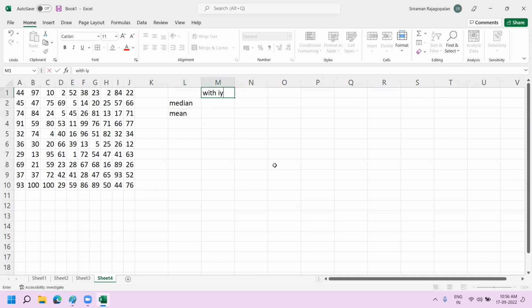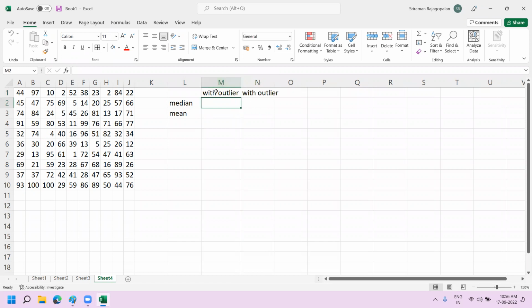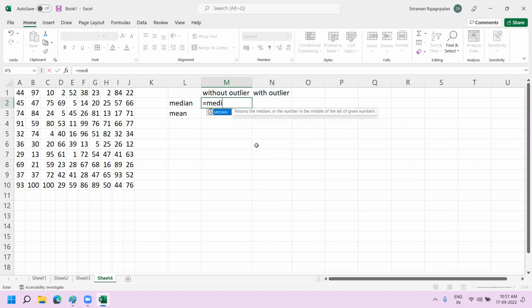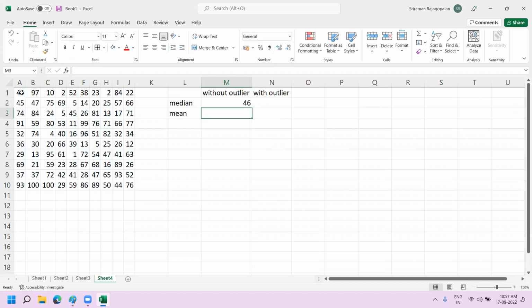This is with outlier. Without outlier. So this is my data that has no outlier. So I can directly use the formula median and see what is the value. So which is 46.